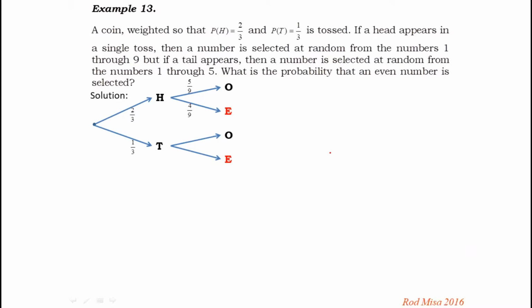But if you have a tail result when you toss the coin, you have a probability of 3/5 of choosing an odd number, since there are 3 odd numbers from 1 through 5, and these are 1, 3, and 5. But we have only a probability of 2/5 of choosing an even number, since there are 2 even numbers from 1 through 5, and these are 2 and 4. You notice that in my probability tree, I have the events of even numbers colored red. So the probability of selecting an even number can happen in 2 cases.